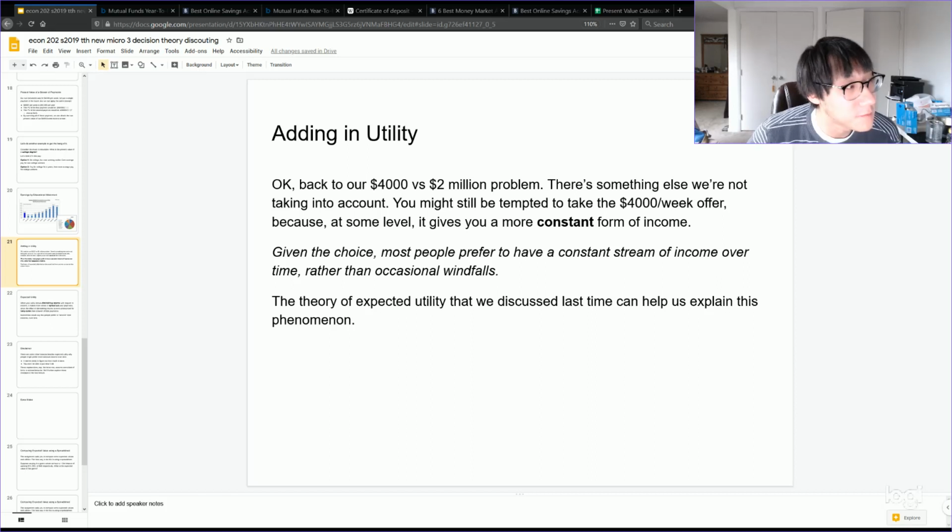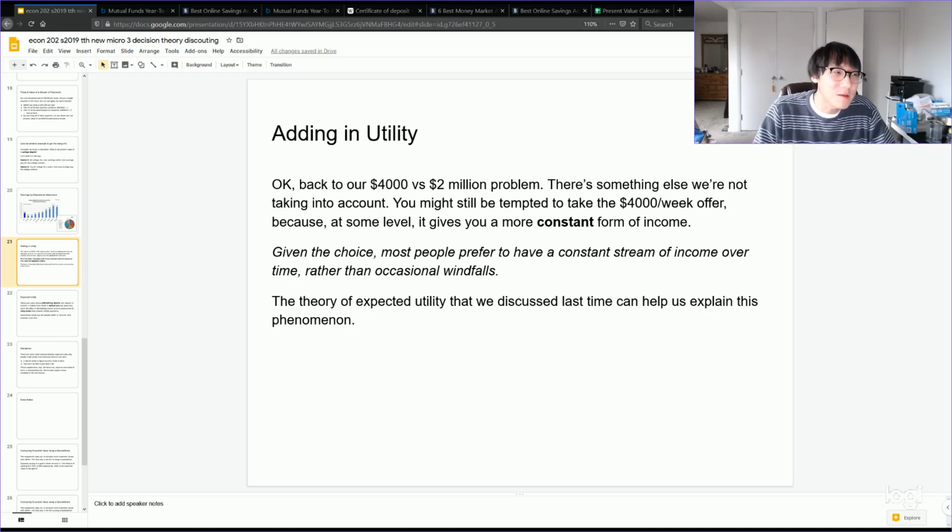So in the final part of this, we're simply going to add in the effects of diminishing marginal utility. What this tries to take into account is, even though the payment of $2,000 a week for your whole life has a present value very close to $2 million, a lot of people would be indifferent between that and just taking $2 million today.